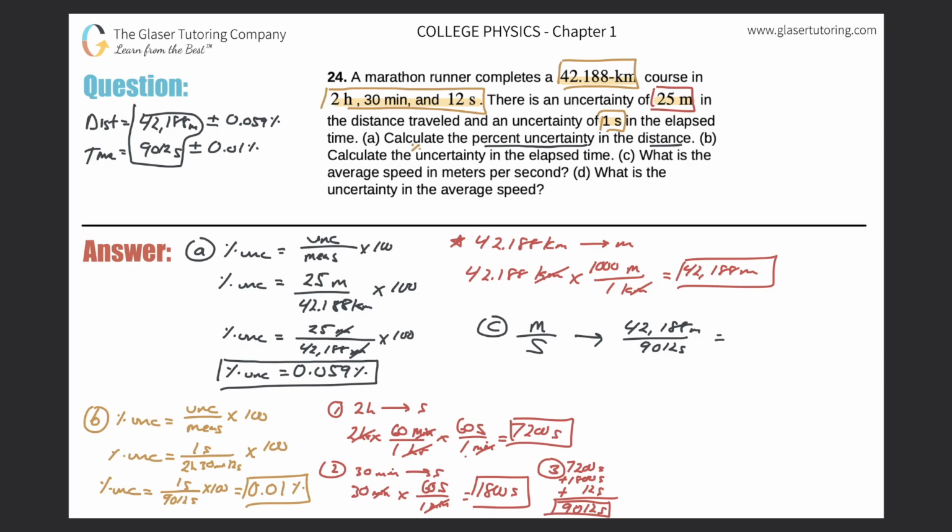Okay, so let's do that. We have 42,188 divided by 9,012. So we get a value of approximately 4.681 meters per second. Again, I have four significant figures here because the value in my calculation with the least had 4, so they should match. Okay, so that's the answer for part C, 4.681 meters per second.